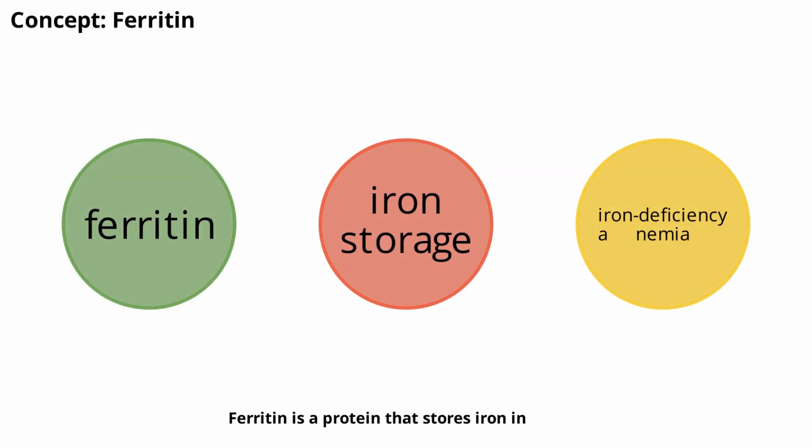Ferritin is a protein that stores iron in the body and releases it in a controlled fashion. The amount of ferritin in the blood reflects the total iron stores available. Low ferritin is a hallmark of iron deficiency anemia and is often the earliest laboratory abnormality detected. Measuring ferritin is critical for diagnosing and monitoring iron status.